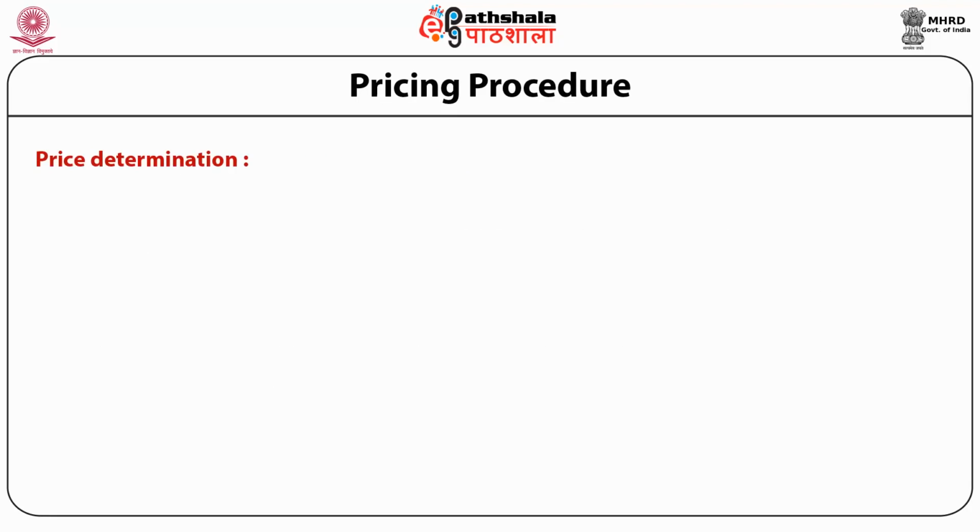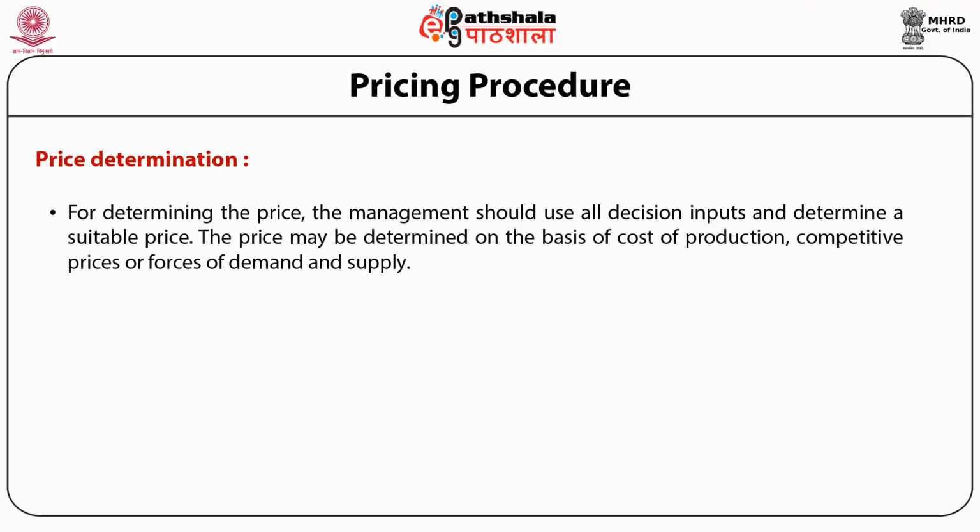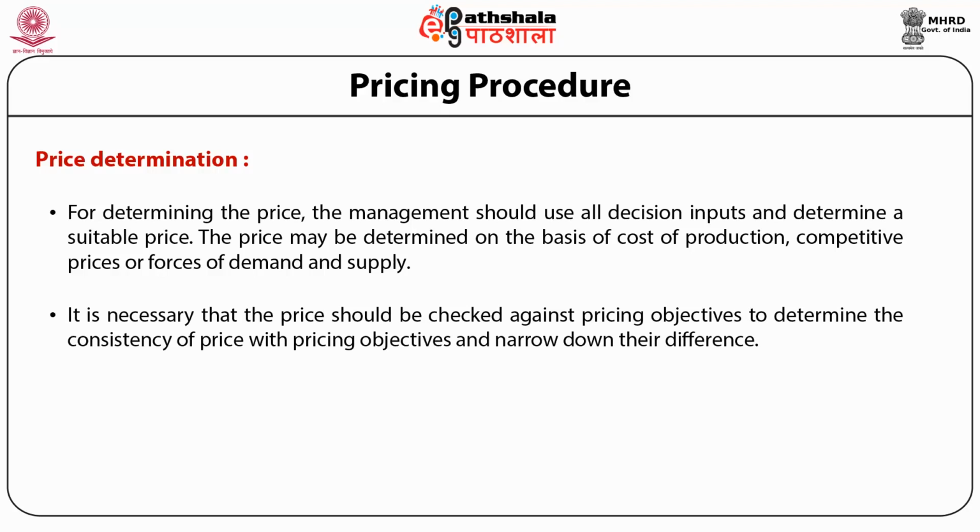Then comes price determination. For determining the price, the management should use all the decision inputs and then determine a suitable price. The price may be determined on the basis of cost of production, competitive prices, or forces of demand and supply. It is also necessary that the price should be checked against pricing objectives to determine the consistency of the price with pricing objectives and narrow down their difference.